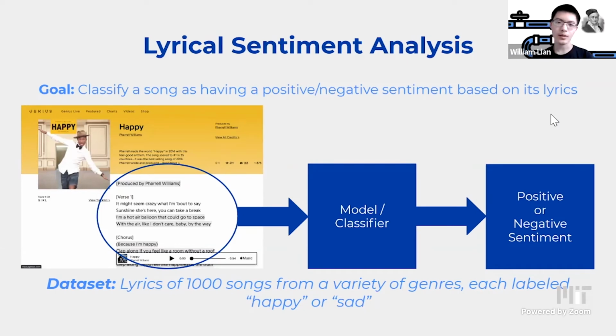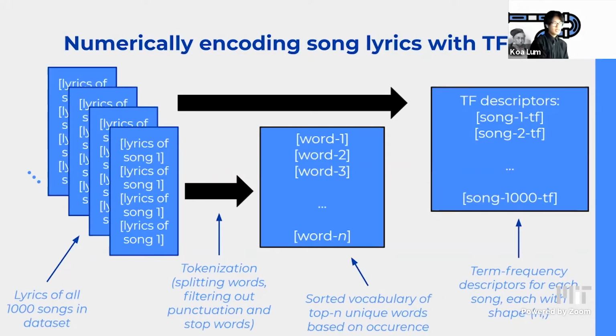So the next project is lyrical sentiment analysis, and the goal of this project was to classify a song as having a positive or negative sentiment based on its lyrics. And we used a data set of 1,000 songs from many different genres, and each of the songs was labeled as happy or sad. In order for the computer to classify each song, we need to encode the lyrics using TF-IDF. TF-IDF will return an array of numbers that gives a numerical value to each word in our lyrics based on how important they are.